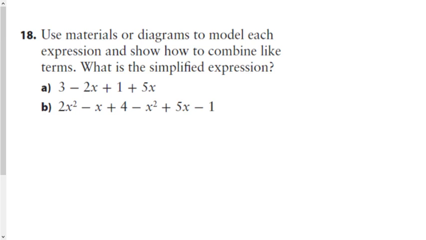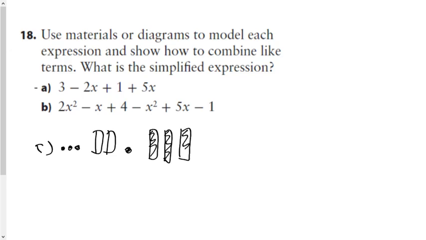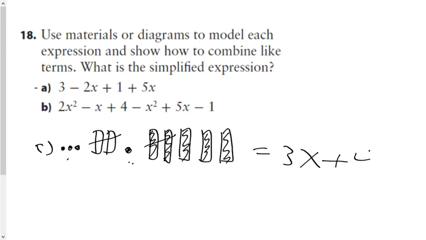Question 18. Use materials or diagrams. We're going to just use algebra tiles to model this and combine like terms. So for A, 3, negative 2x, positive 1, positive 5x. That's the picture. Those are the 4 terms. When I gather like terms, I'm not going to gather my constants first, even though they're the first thing I see. Well, I'm smarter than that. Create your 0 pairs here. You're left with 3x. Your constant terms, no 0 pairs, it just makes 4. Your solution through drawing is 3x plus 4.